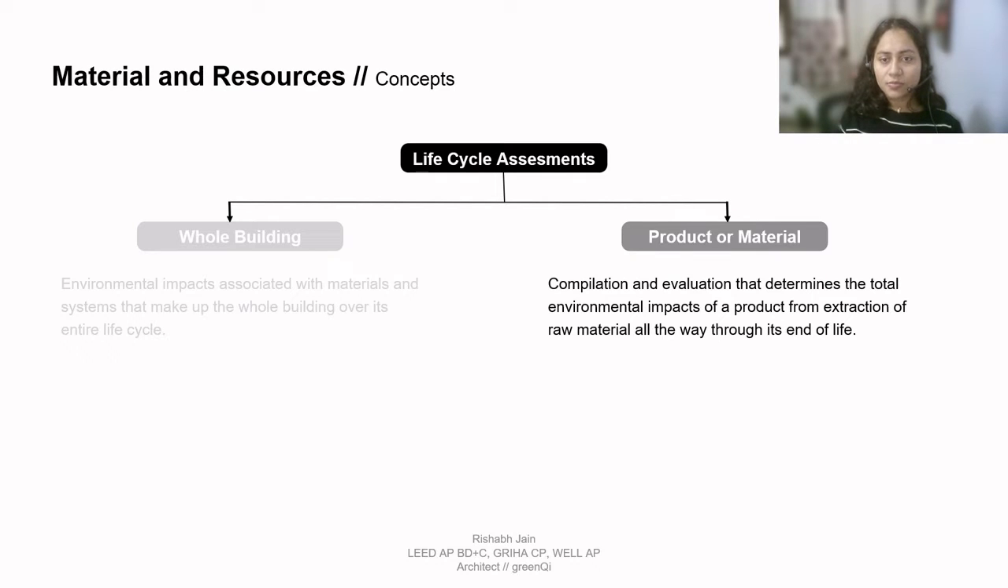And for products and materials, this is basically a compilation and evaluation that determines the total environmental impact from a particular product or material. This life cycle assessment is actually the basis of EPD, which we'll learn in the next slides. This is mainly product specific or material specific, and this helps you build a whole building LCA. If a product has an LCA, then you know its environmental impacts, and only then can you calculate the whole building. So this is basically part of the whole building LCA.